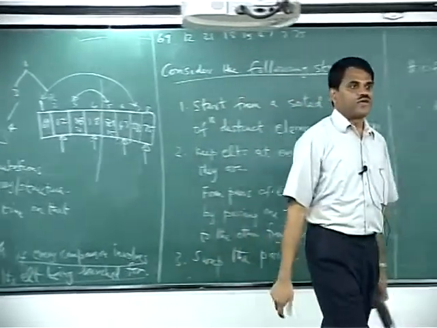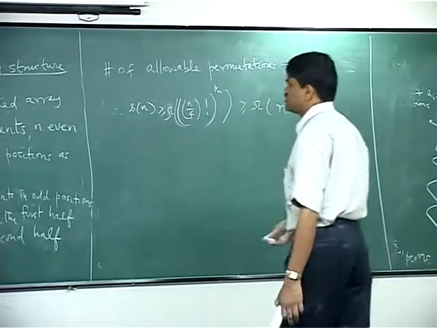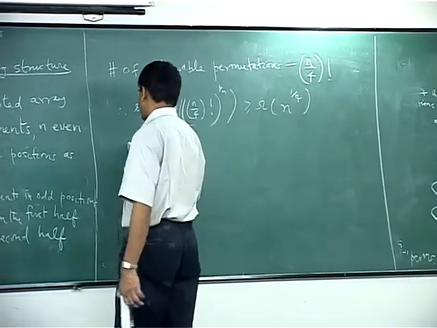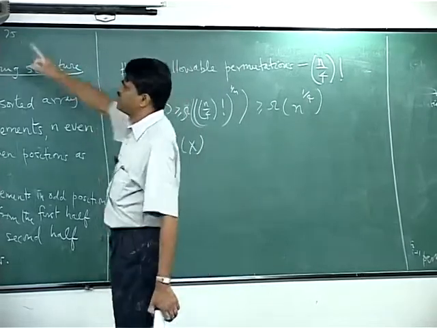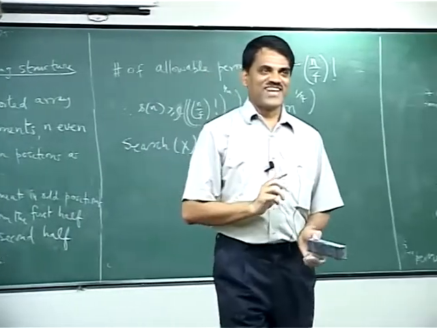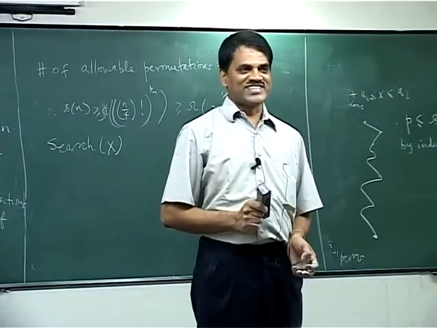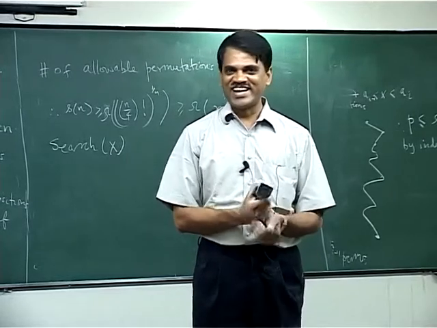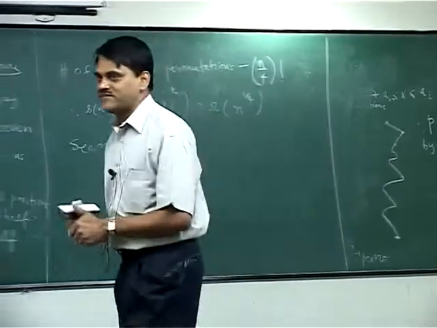But you can search for an element here much faster. So how can somebody come up with an idea of how to search for an element in such an array? You've seen this before. Let's see if anybody gets it. How do I search for an element?